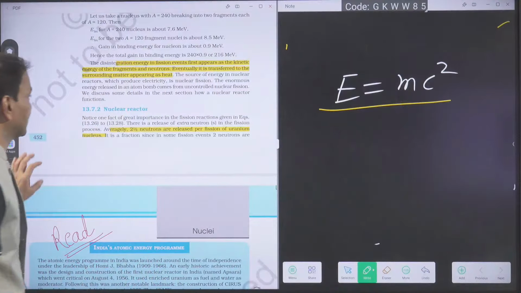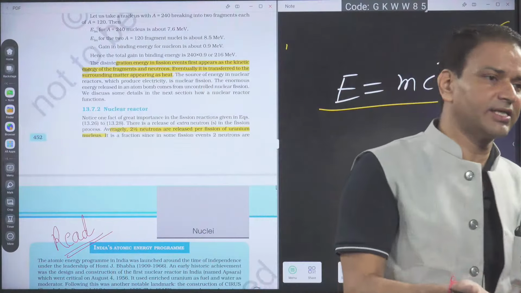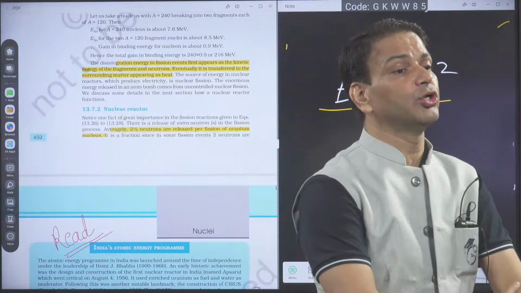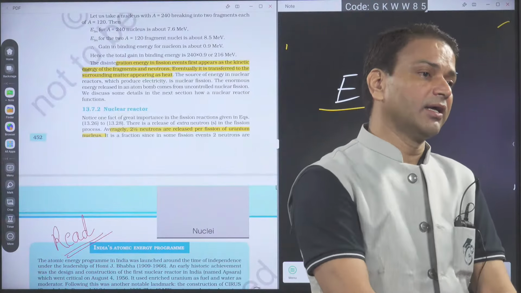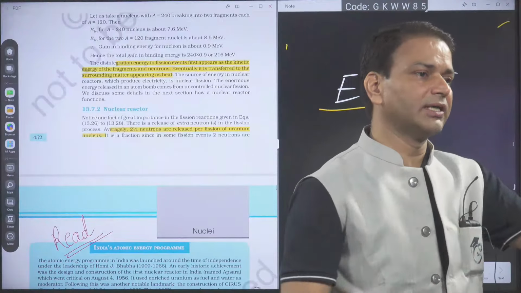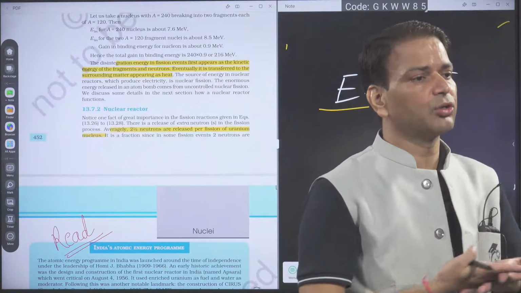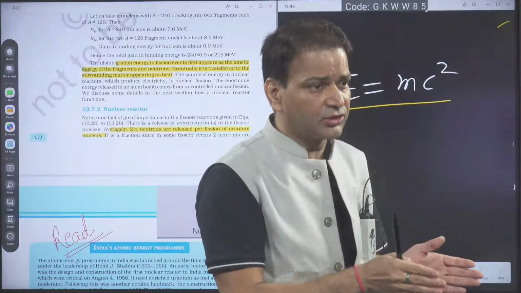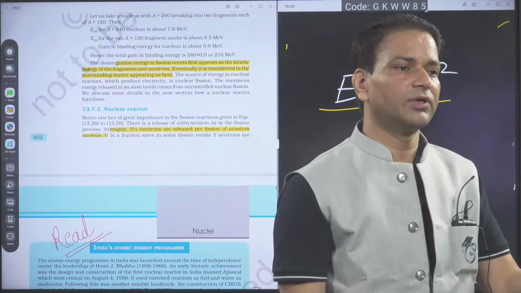Now nuclear fission and nuclear fusion. With a controlled chain reaction, we can use the energy. So a nuclear reactor is based on a controlled chain reaction, and a nuclear bomb is based on an uncontrolled chain reaction, because energy is continuously releasing and fission is continuously going on. So uncontrolled chain reaction is a nuclear bomb, and when fission goes on in a controlled manner, we can use that energy. That is our nuclear reactor.